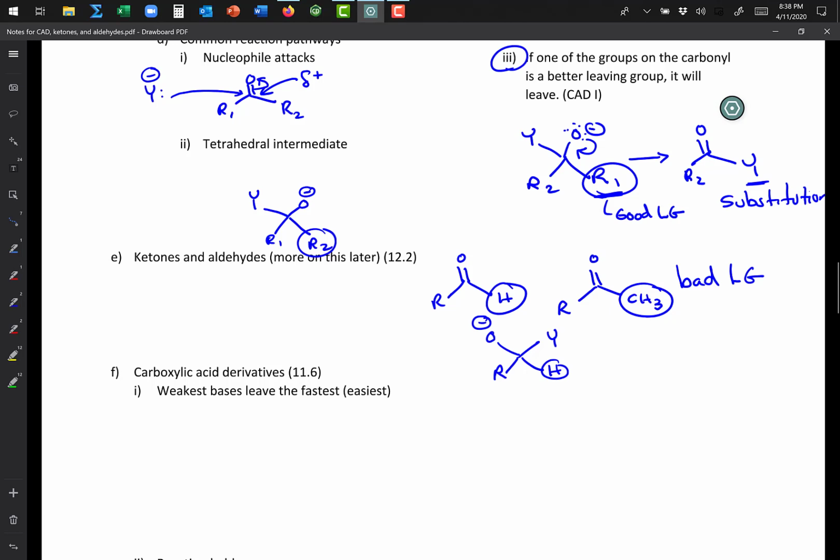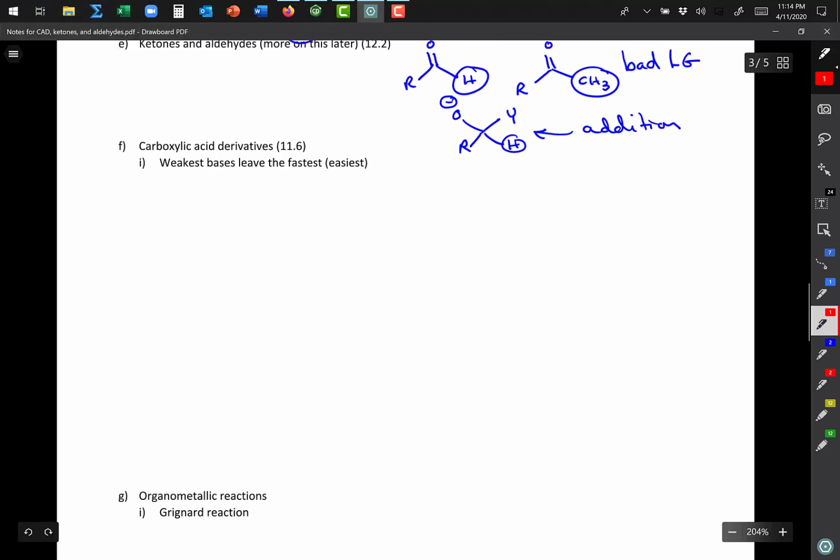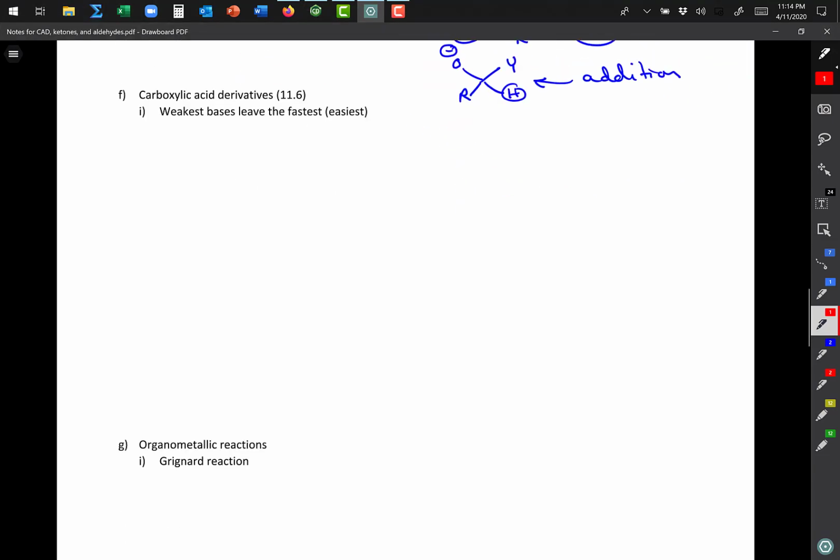Because remember, in substitution, you have one group being replaced by another group. Okay. Again, this is the intermediate for the reaction over here. So this is the intermediate, and you have something in the intermediate leaving, and that would be a substitution reaction. So let's go over the reactions of the carboxylic acid derivatives. And these are the substitution reactions.